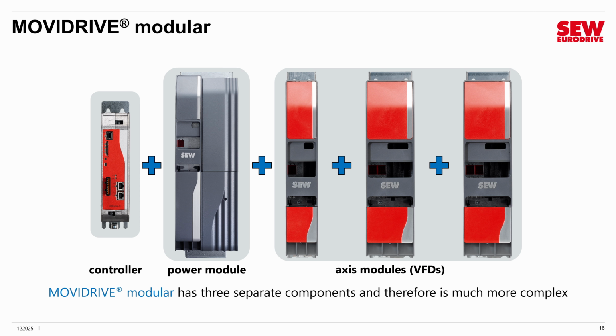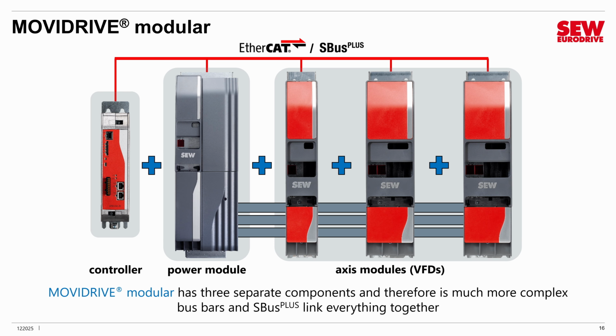Now, how do we join all this together? Well, we add bus bars to carry power through everything, and we use S-Bus Plus to link everything together. So kind of like this. And this is our complete MOVIDRIVE Modular setup. Let's look at these individual components now in a little more detail.